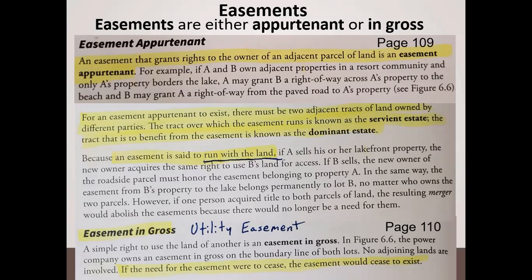The person who has the right to cross onto someone else's property and use their property, they're the dominant estate. They're the one that's benefiting from the easement. And the one whose property is being walked over, well, they're the servant or servient estate. So there's always two estates, a dominant and a servient.